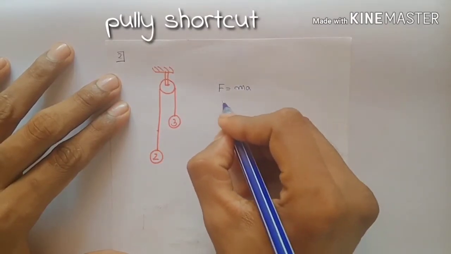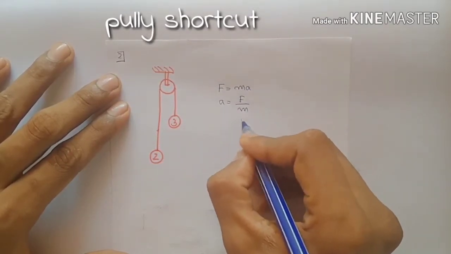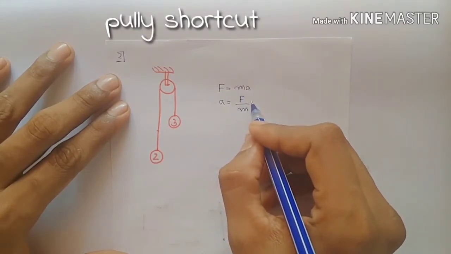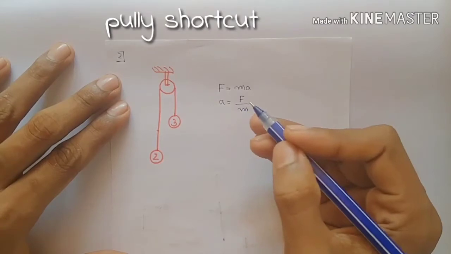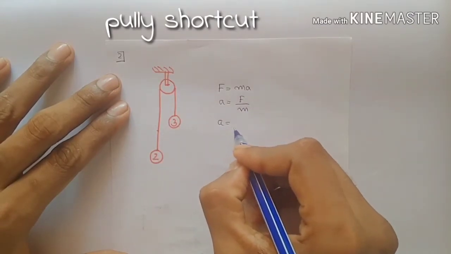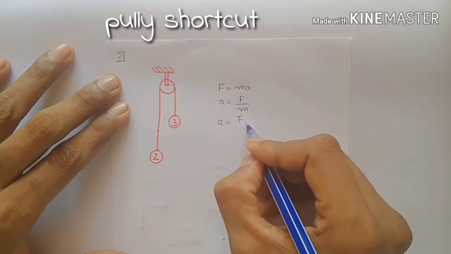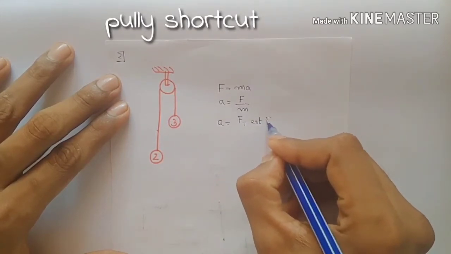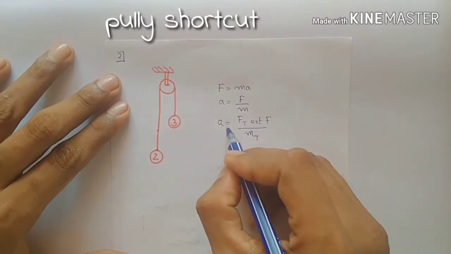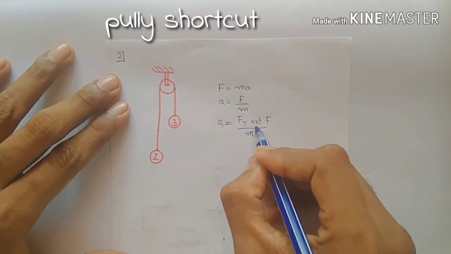Then what is A? A is equal to F by M. This simple formula will help us in solving many complicated questions regarding pulleys. I'll say how. We have to remember it like this: the net acceleration of the system will be the total external force divided by the total mass. Let me repeat. The net acceleration is the total external force divided by total mass.